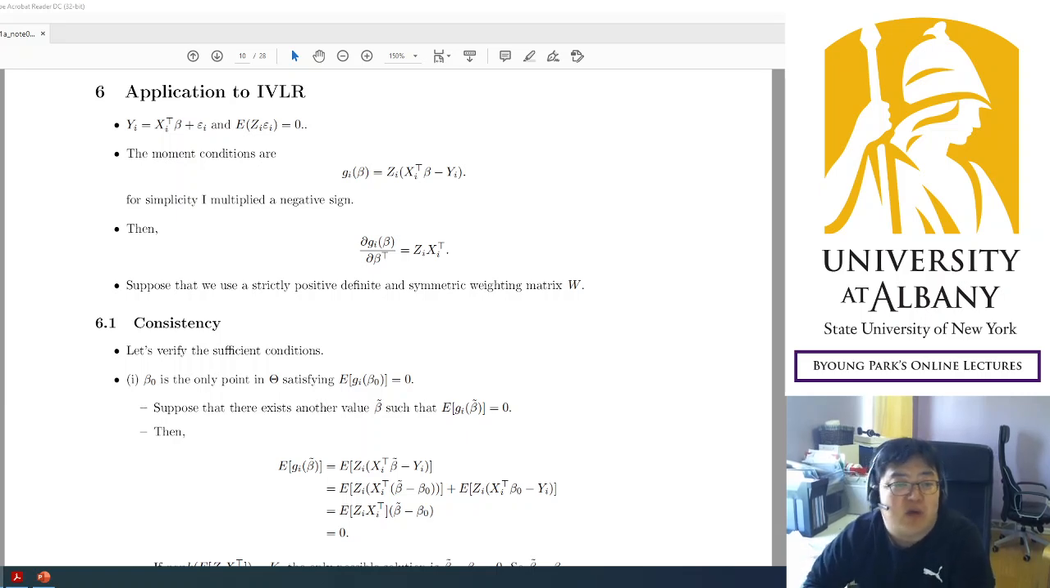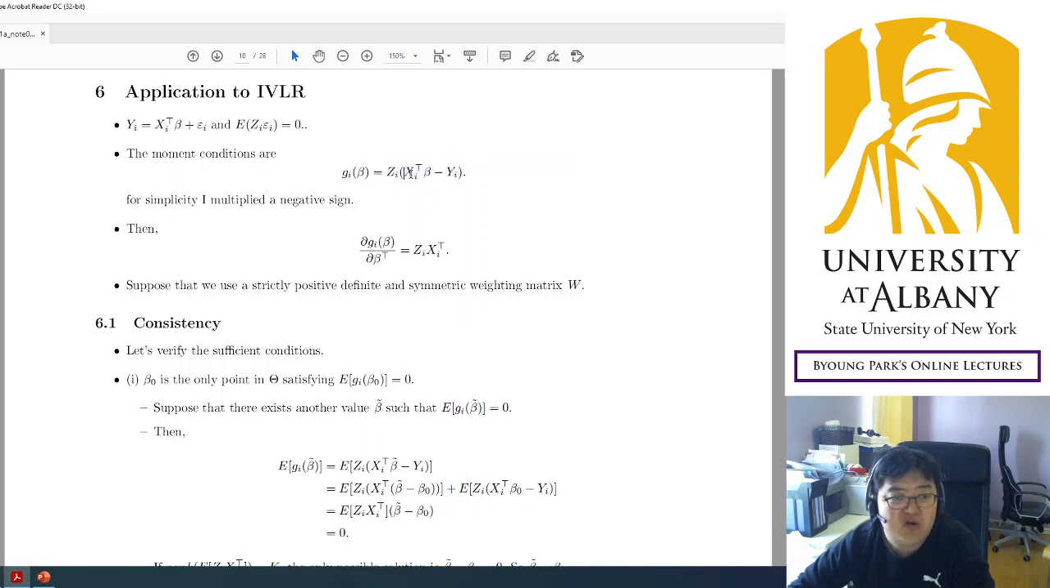Hello. So we learned how to compute the optimal weighting matrix and how to compute the asymptotic variance. The most common application of the GMM method is to the instrumental variable linear regression model. So the standard IV regression model and the moment condition is given by this. The instrument Z is uncorrelated with epsilon.